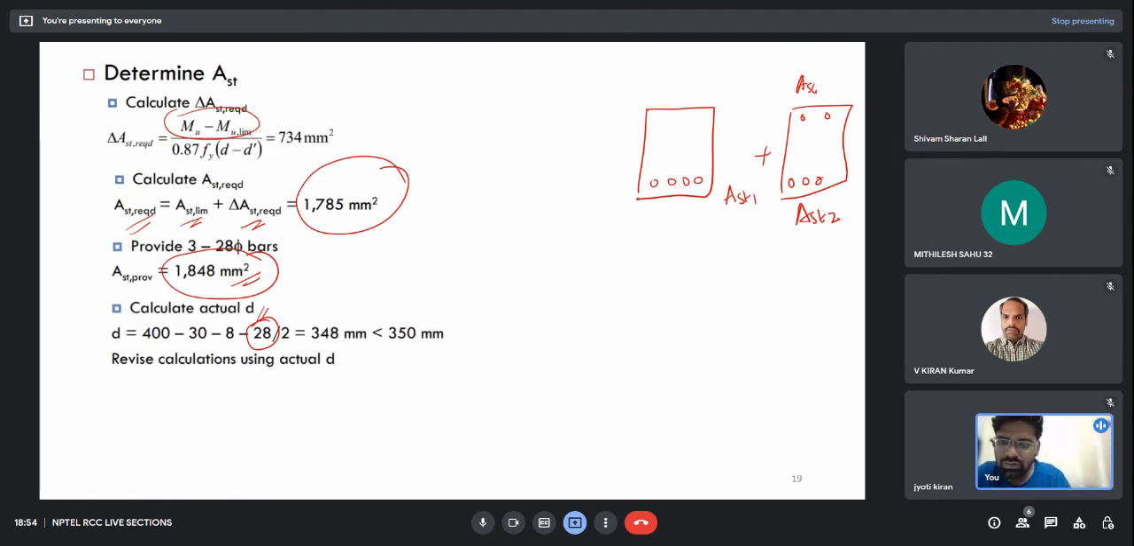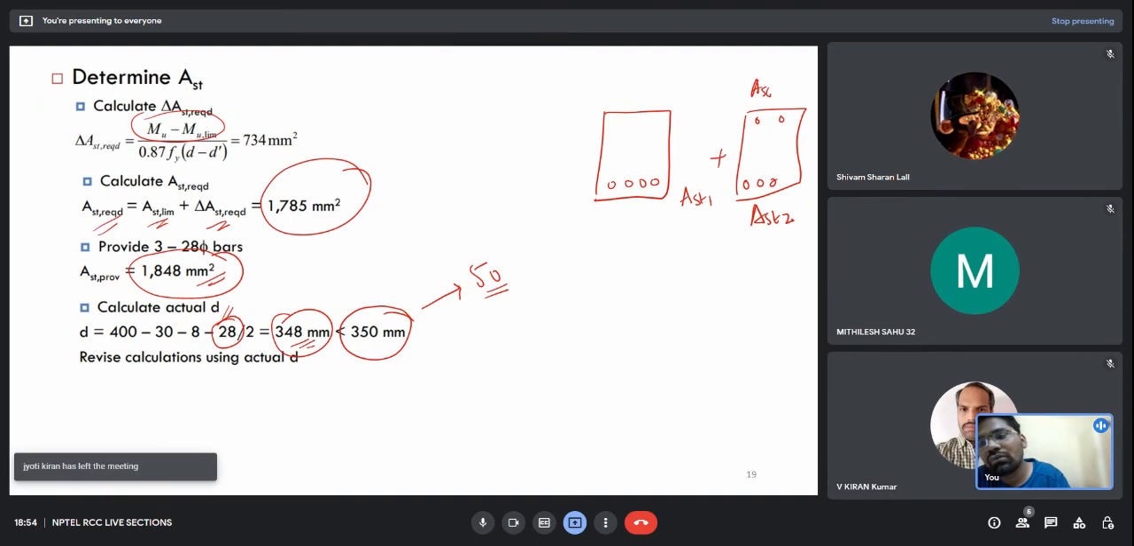Based upon this, I am now calculating our actual depth as 348. While I had previously assumed 50 as the effective cover, now that I'm assuming a 28 mm bar, the D I'm getting is 348. So this is less than this, so I need to revise my whole calculation based upon this D value.